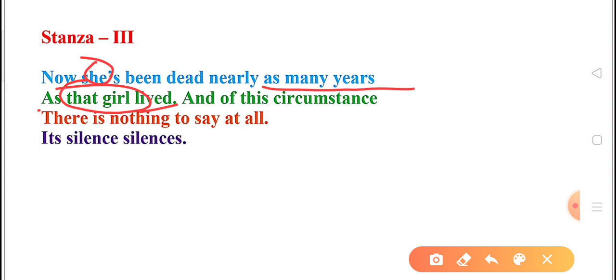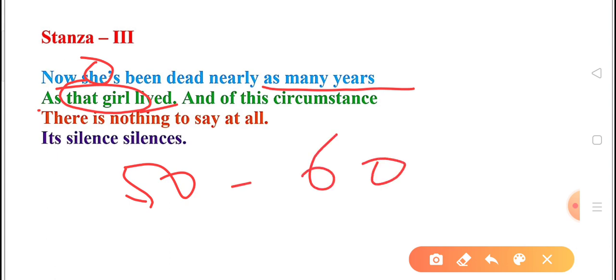She just mentions that she is no more. That's it. But when it comes to telling the date and duration, she gives us a reference. She says that now she has been dead for as many years as she lived. Suppose the poet's mother lived for 50 years. So now she has been dead for 50 years. And if she lived for 60 years, then now she has been dead for 60 years.